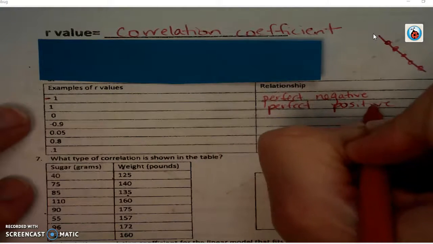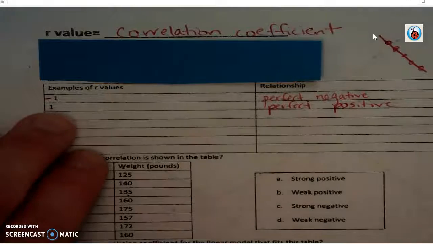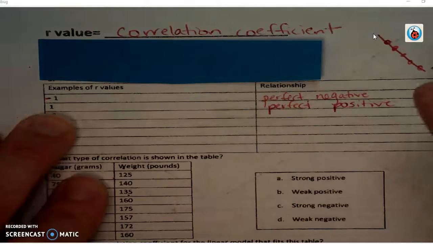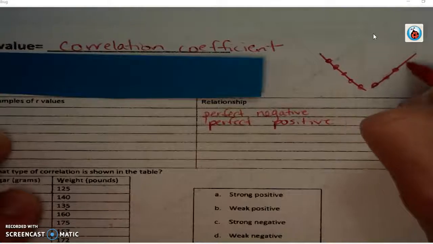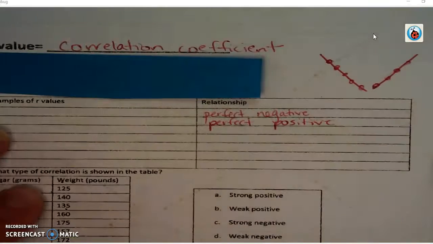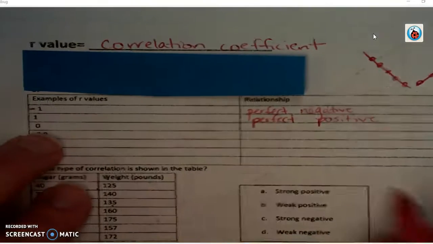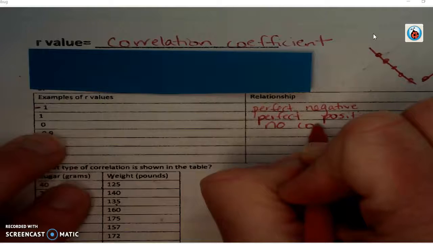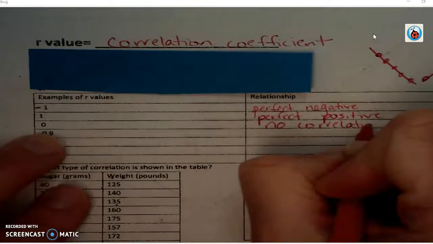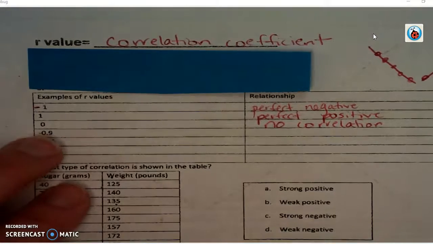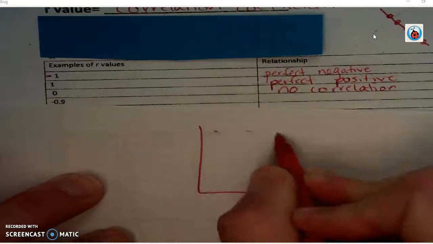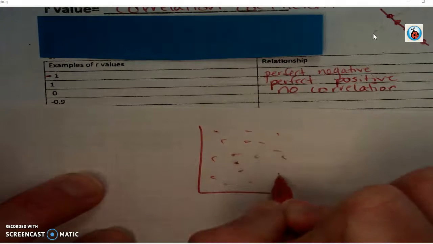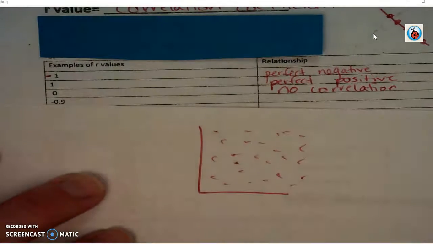Once again, if you need more time, just pause the video. So in this scenario, you have a line going up and all the dots are exactly on the line. So very strong. It's so strong that it's perfect. 0 means there is no correlation. So if I had a scatter plot and the dots were like this, there is no correlation there.